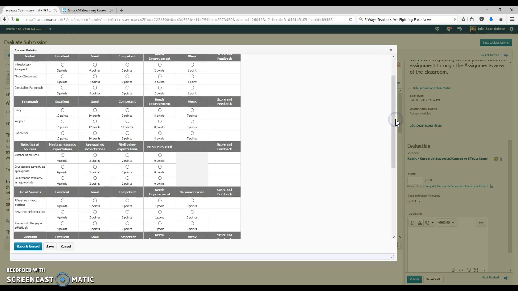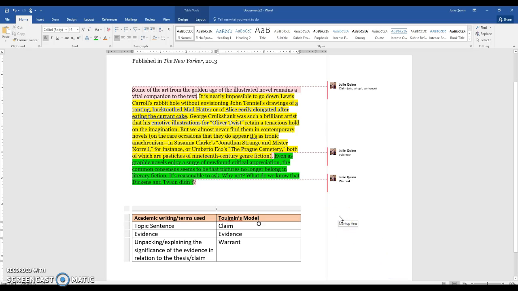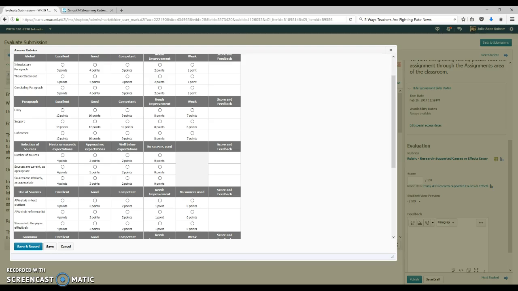All right? Then paragraph unity. This is really good for Toulmin or for sort of topic sentence, evidence, unpacking. Does your topic sentence clearly denote what's coming next? Does it frame it out? Because if you look at this, we know exactly: some of the art from the Golden Age remains a vital companion. And then he just talks about art from the Golden Age. All right. Is your topic sentence really clear?